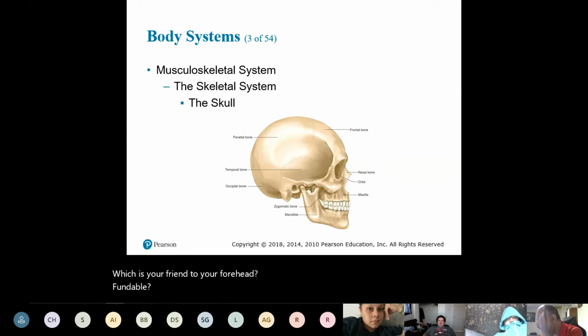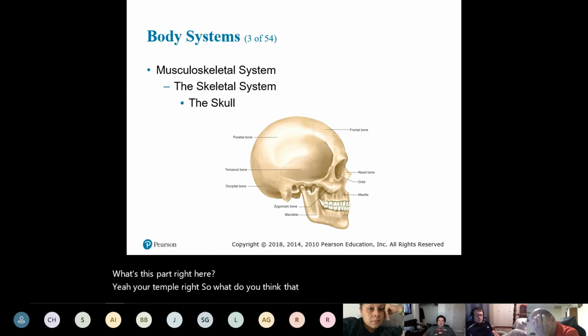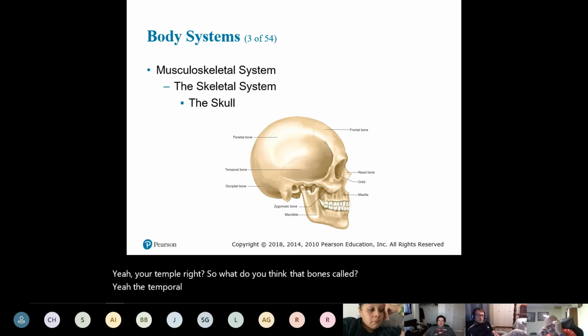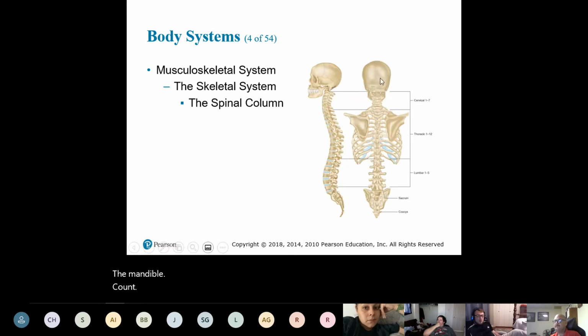What's this part right here? Temple. Temporal. Yeah, your temple, right? So what do you think that bone is called? Temporal bone. Yeah, the temporal bone. And then what's the jaw called besides the jaw? Mandible. The mandible. Okay. All right, next up.